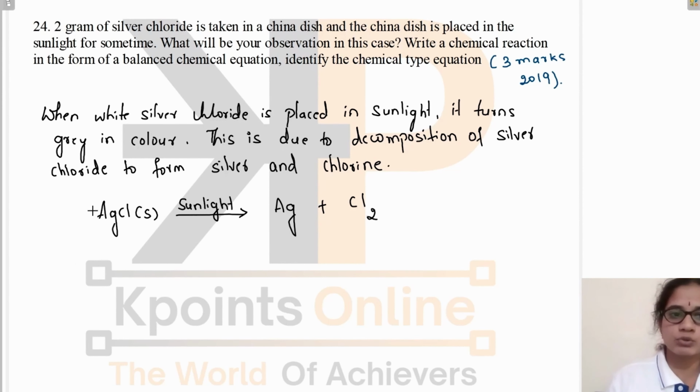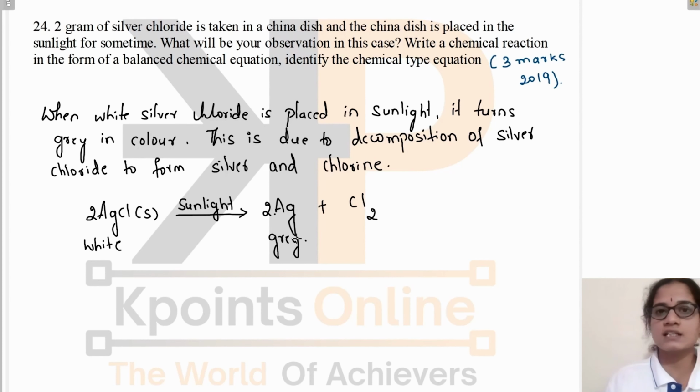Okay, balance the equation. The white color silver chloride is turned into gray color silver. This is the color change that we observe here. What will be your observation means we should mention the color change here and we should also say why this color change has happened. Write a chemical reaction in the form of a balanced chemical equation. We have written that. Yes, identify the type of chemical reaction.